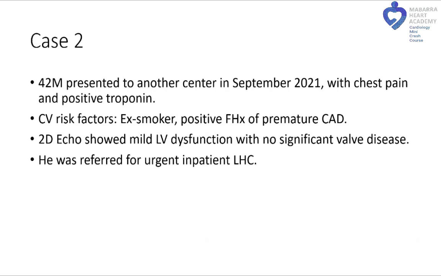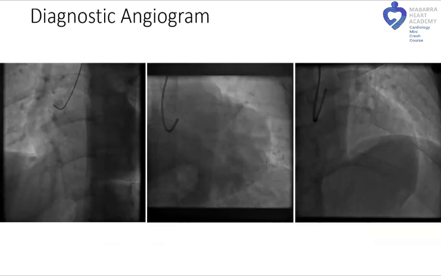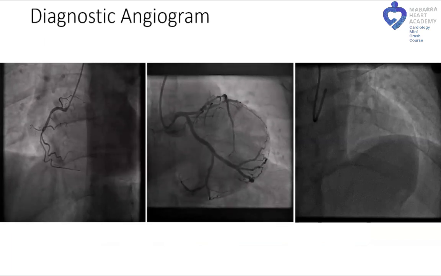His 2D echo showed mild LV dysfunction with no significant valve disease, and he was referred for urgent inpatient left heart catheterization. So this was his ECG, non-specific changes. And this was his diagnostic angiogram. So he had a non-dominant right and a dominant left system.